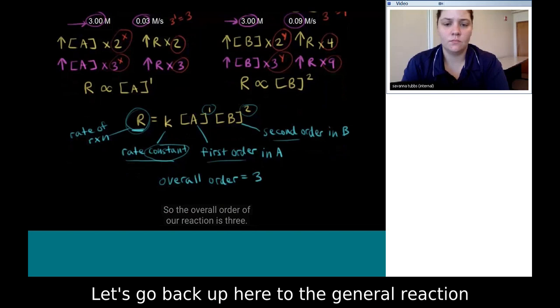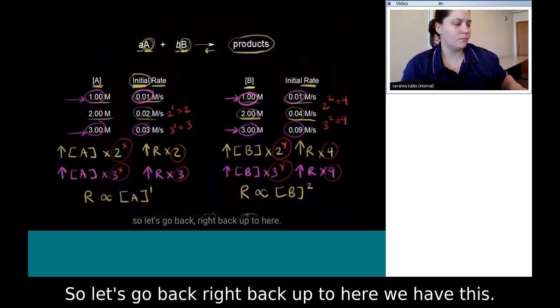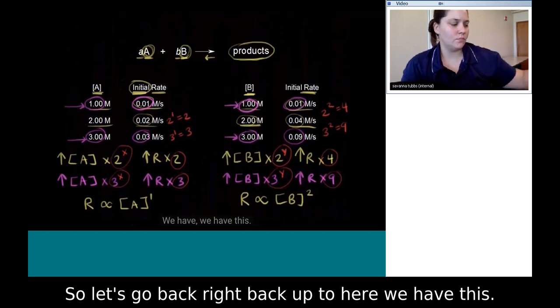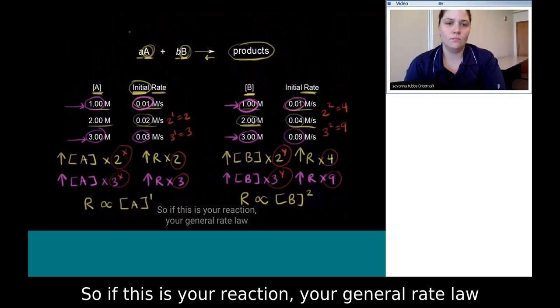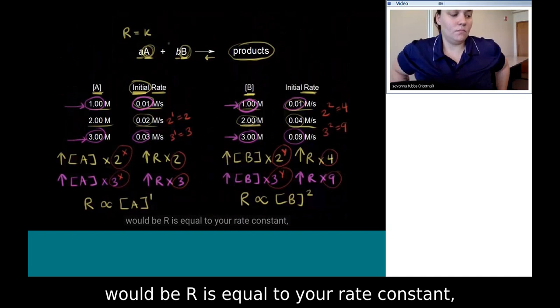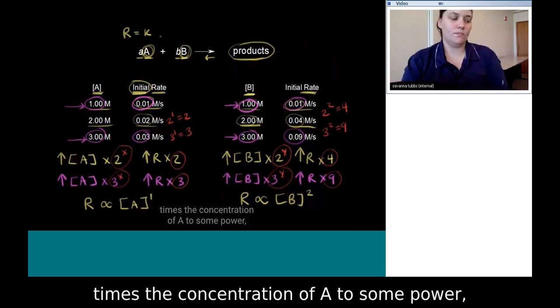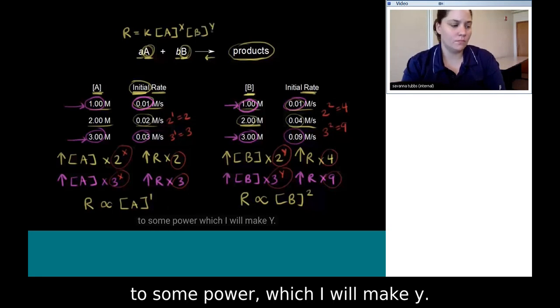All right, let's go back up here to the general reaction that we started with. Let's write a general rate law. So if this is your reaction, your general rate law would be rate is equal to your rate constant, right, times the concentration of A to some power, I'll make it X, times the concentration of B to some power, which I will make Y.